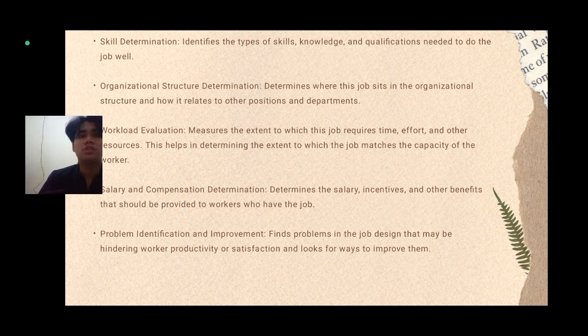And then organizational structure determination determines where the job sits in the organizational structure and how it relates to other positions and departments. And then workload evaluation measures the extent to which the job requires time, effort, and other resources. This helps in determining the extent to which the job matches the capacity of the worker. And then salary and compensation determination determines the salary, incentives, and other benefits that should be provided to the worker who has the job.